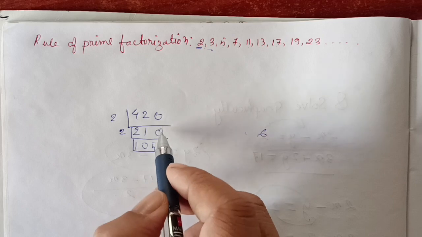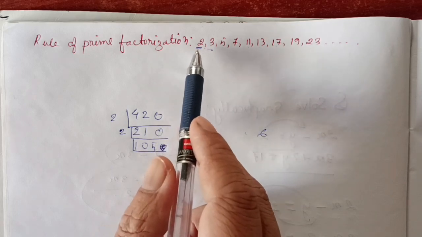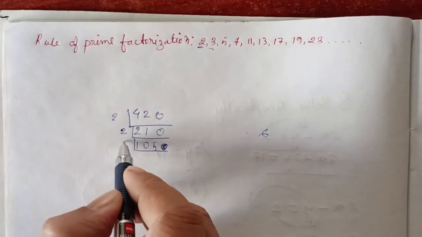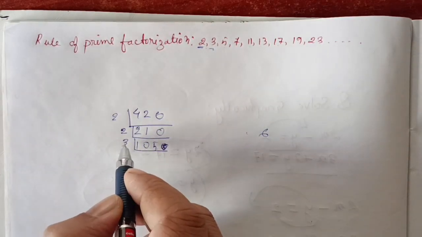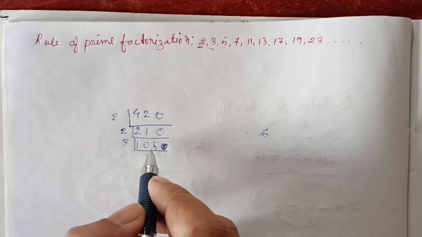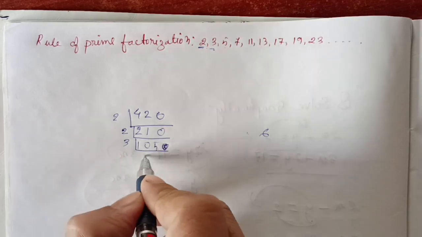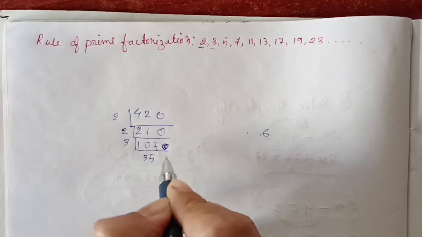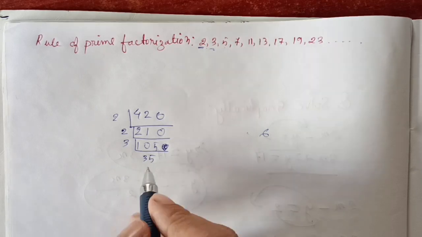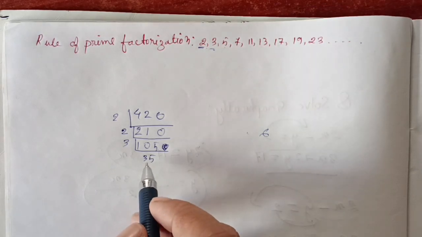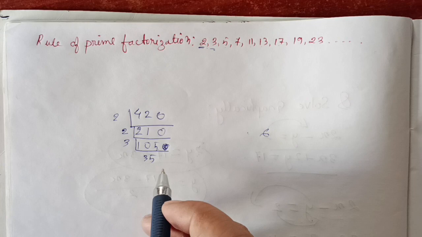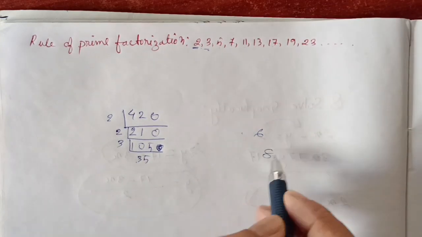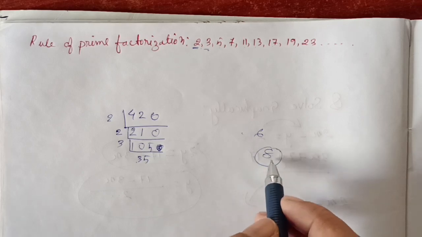If the number is still even, you should keep dividing by 2. Once the even number is finished, the next number should be 3. Now let us divide 105 by 3. If you divide 105 by 3, you get 35. How do we check whether 35 is still divisible by 3? I already told you that we should add: 5 plus 3 is 8, and 8 is not divisible by 3.